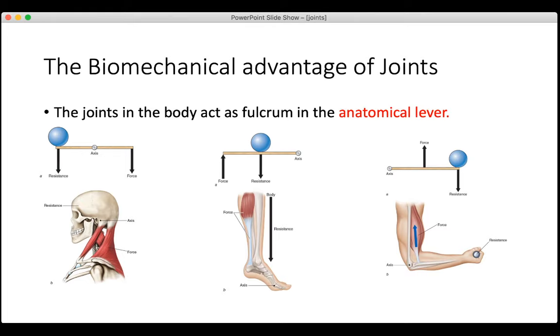So this is all about lever, you already know. So joints, and biomechanically where they help in the formation of anatomic lever, these are the advantages you already know that apply to joints.